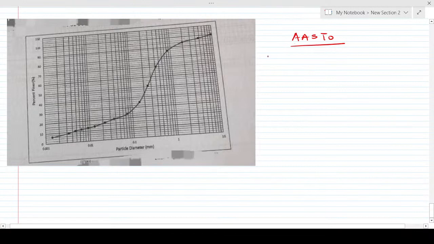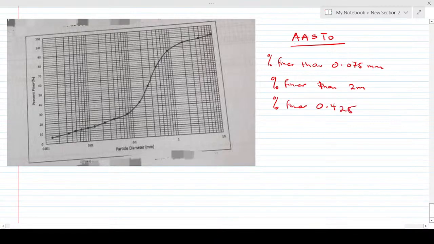You need your percent finer than the 0.075 millimeter sieve. You need your percent finer than your 2 millimeter sieve. Then you need your percent finer than your 0.425 millimeter sieve. These are the three things you need when you are doing AASHTO classification.